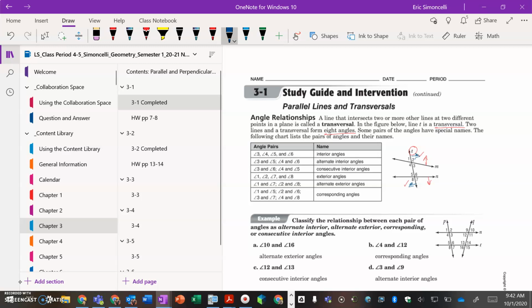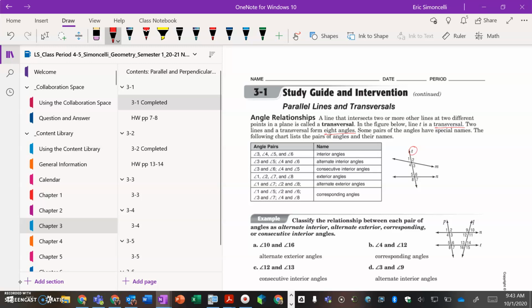And there's also, of course, two others, angles 1 and 7. Angles 1 and 7 are also alternate exterior. So we have alternate interior, 3 and 5, 4 and 6. Alternate exterior, 2 and 8, 1 and 7. The last type of angle relationship that we need to take a look at here is corresponding angles.